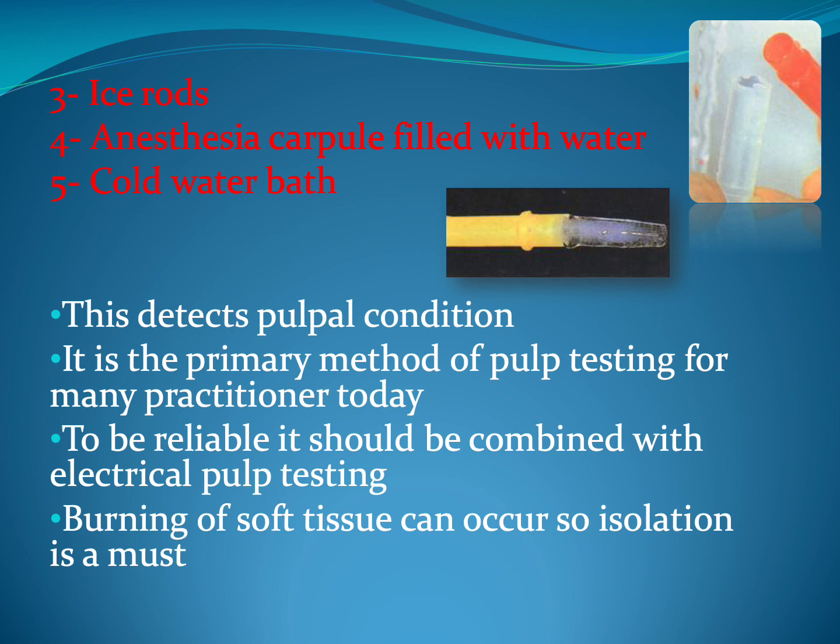As a primary method for pulpal testing, to be reliable it should be combined with the electrical pulp test. And we have to be very careful and know how to use this test so as not to burn the soft tissue. So it's very, very important, and we have to know if the tooth is vital or not. This is the first thing.